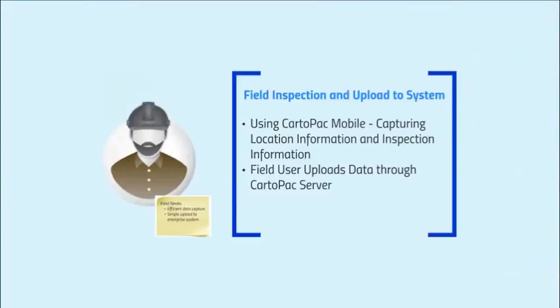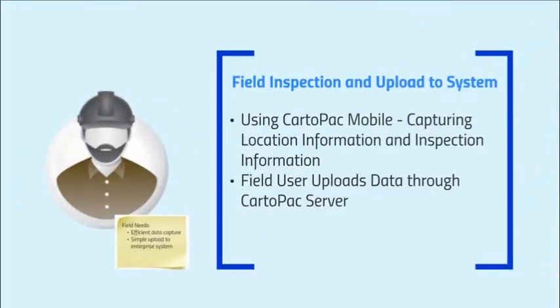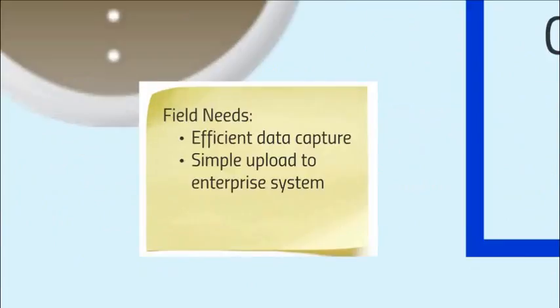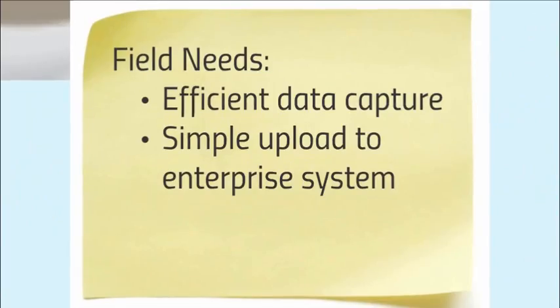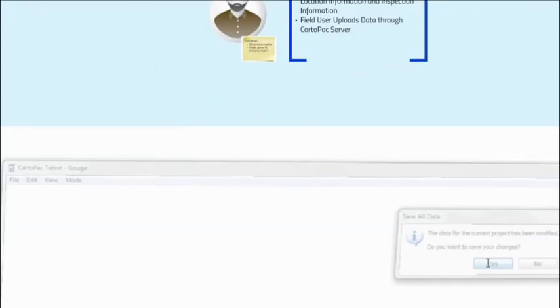All right, we'll start with the field. We're going to use CartoPac Mobile, capture both location information and some key attributions on that inspection, and then we're going to upload that data through CartoPac Server. Again, review field needs it to be efficient, simple upload into that enterprise system. So let's take a look.